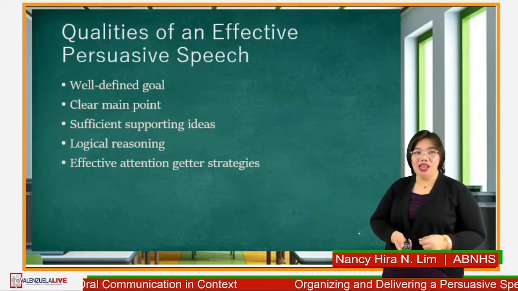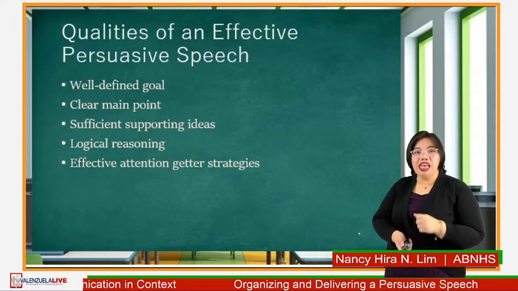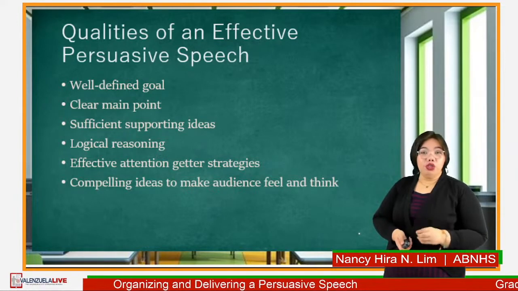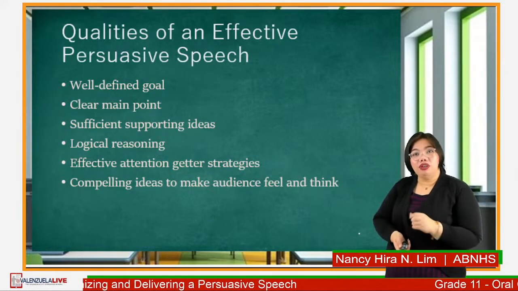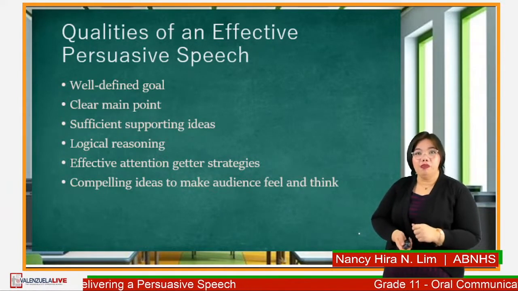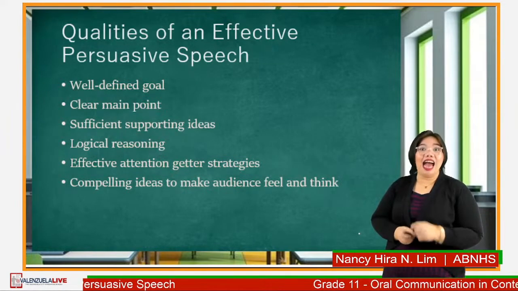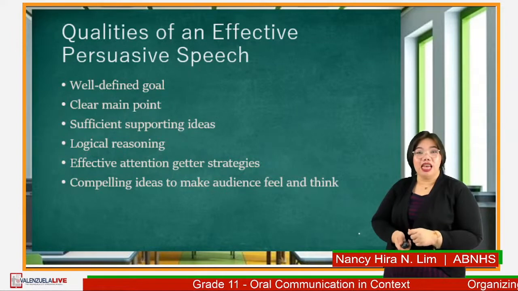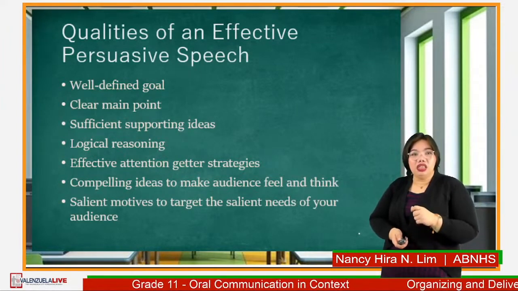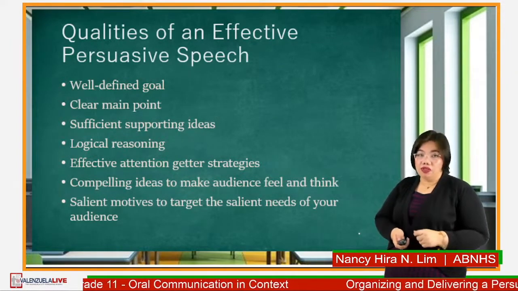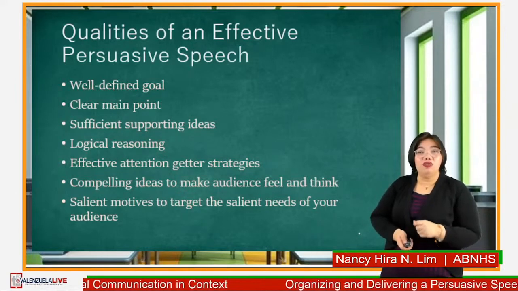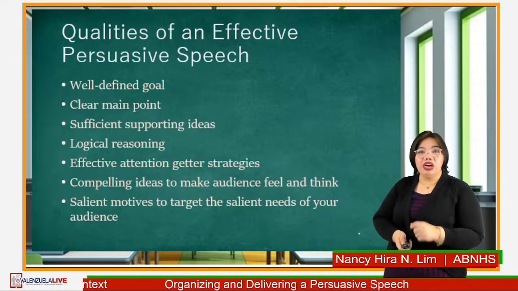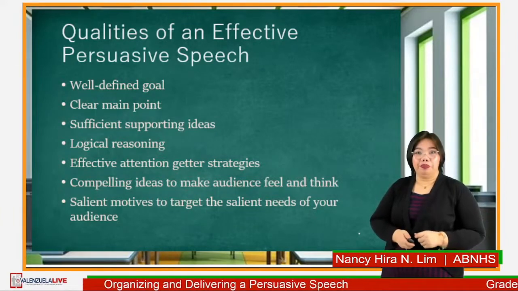The next quality is it should have compelling ideas to make the audience feel and think. In a persuasive speech, we should make sure that our audience would be able to think and act. So it should appeal to their emotion and to their minds. Last quality is there should be salient motives to target the salient needs of your audience. Would there be development after they heard your speech?